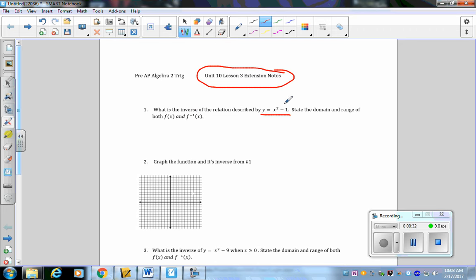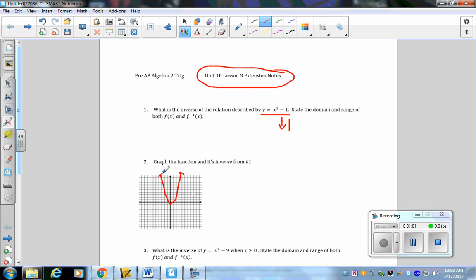Okay, so what we want to do is first go ahead and graph this. This is a quadratic, and because of the minus 1 on the outside, we're going down 1. So I'm starting down here, and then I can use my pattern to graph. Up 1 and over 1, up 3 over 1, up 5, and I'm doing that on both sides. Okay, so there is my quadratic.